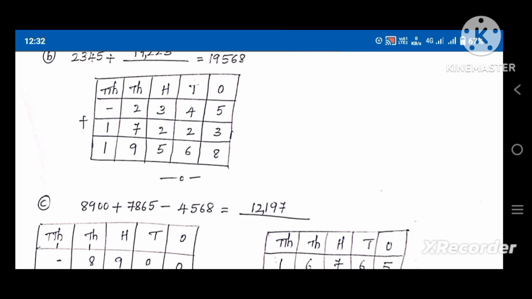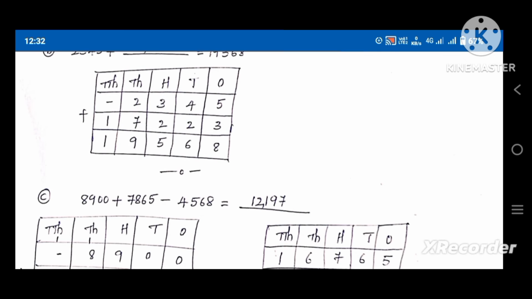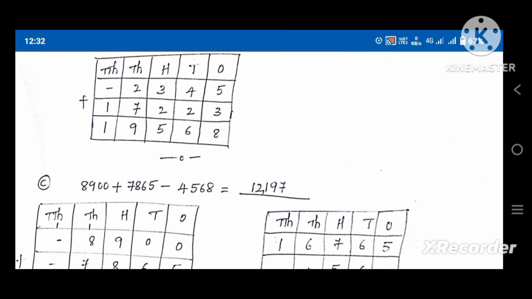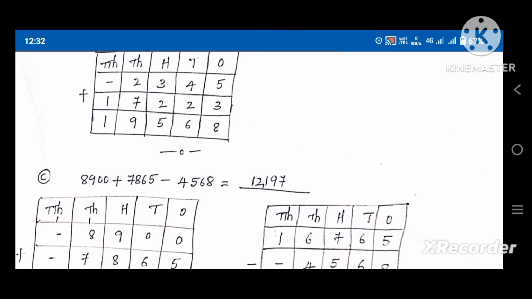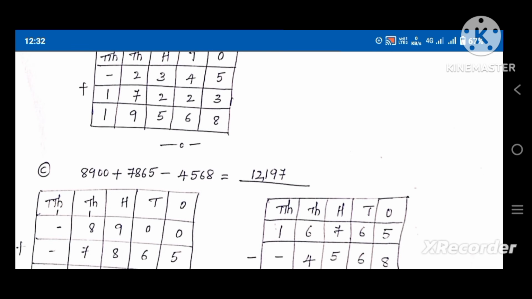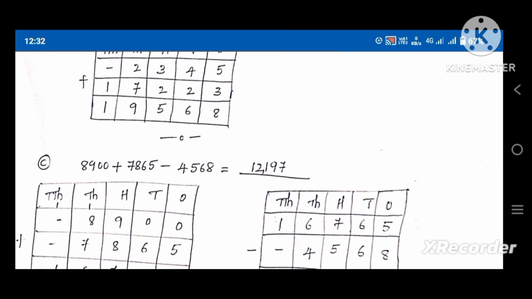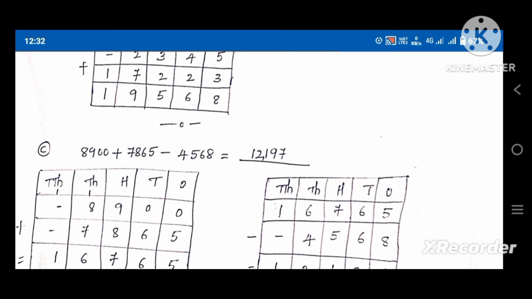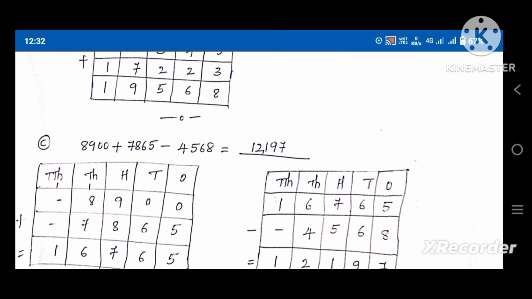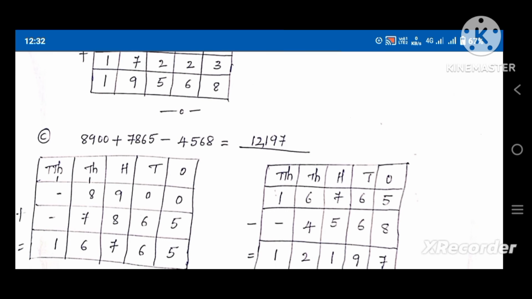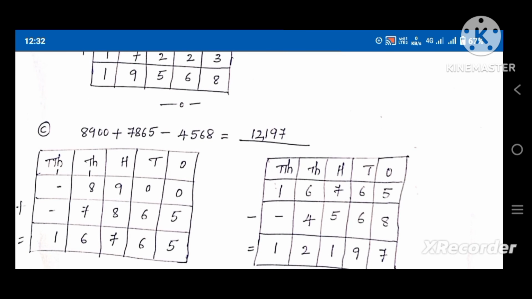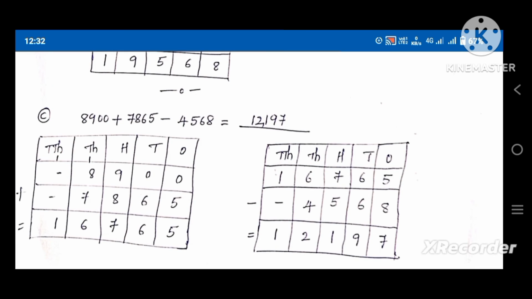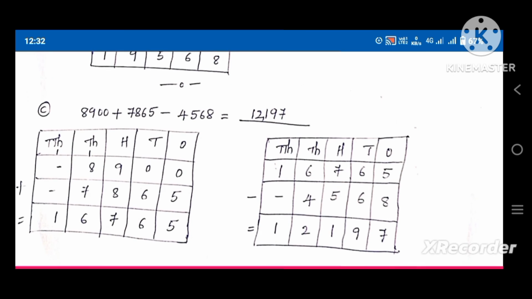Question number C, 8,900 plus 7,865 minus 4,568 is equal to 12,197. First we add 8,900 plus 7,865. Then we get the answer 16,765. From this we subtract 4,568. Then we get the answer 12,197.